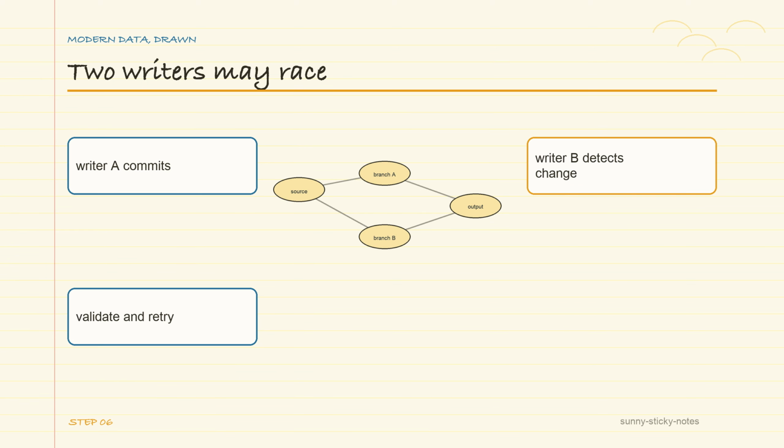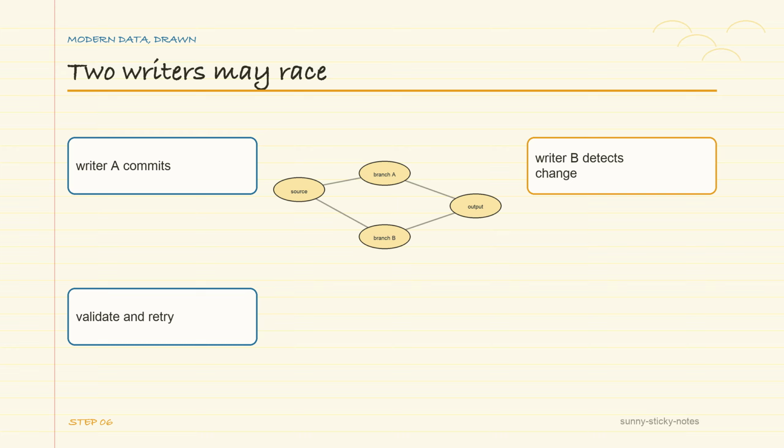With the previous step in place, the next piece becomes easier to see. Suppose two jobs start from the same snapshot. One commits first. The other discovers that the current metadata changed, checks whether its work still fits, and may retry against the new snapshot. This is optimistic concurrency.